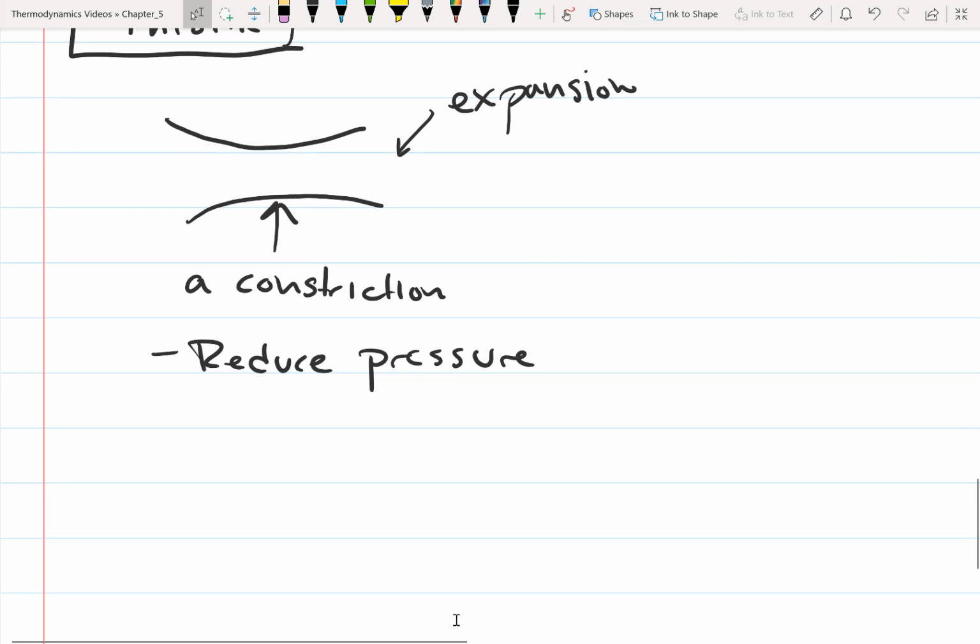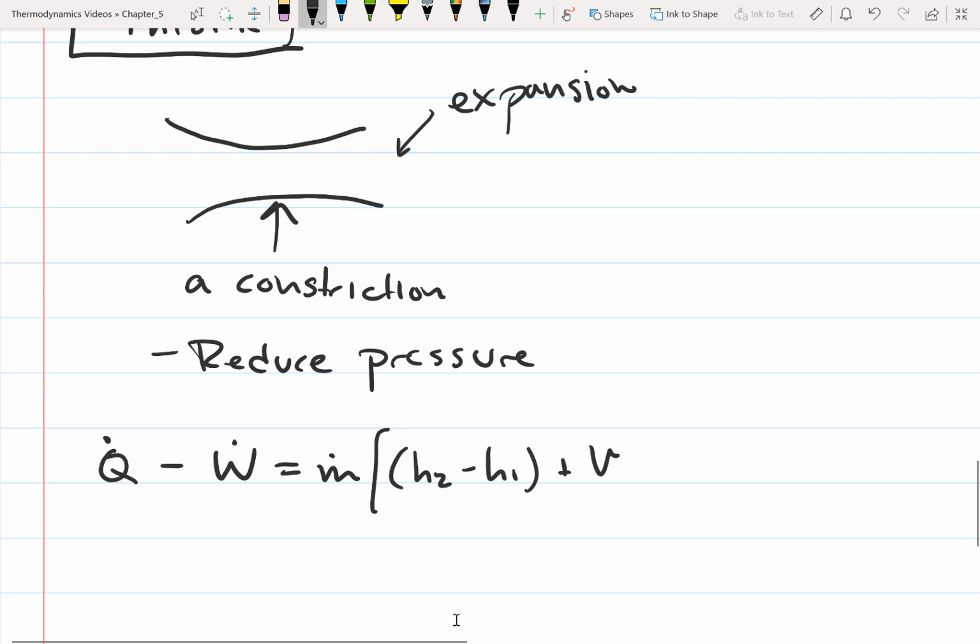With these throttling devices, let's write down our equations. So these are single stream steady flow devices. So there's one stream in, one stream out. So we have Q minus W is equal to m dot, and then this is H2 minus H1 plus V2 squared minus V1 squared over 2 plus g(Z2 minus Z1).